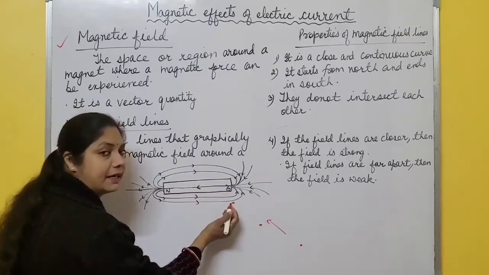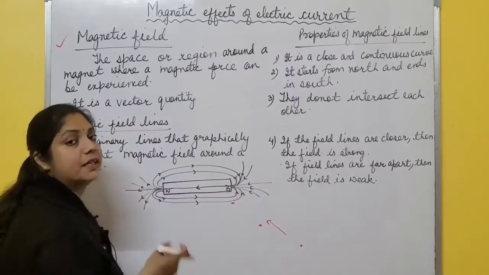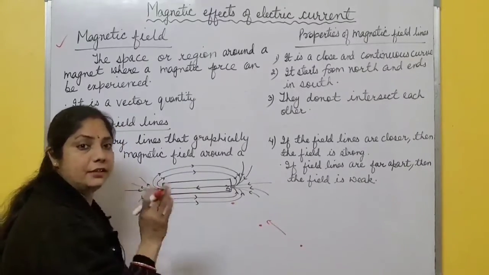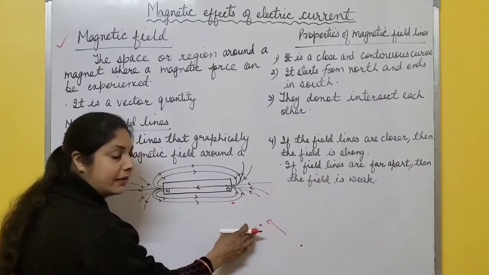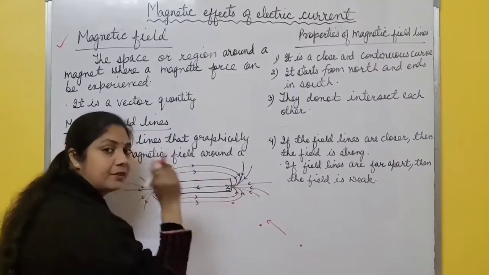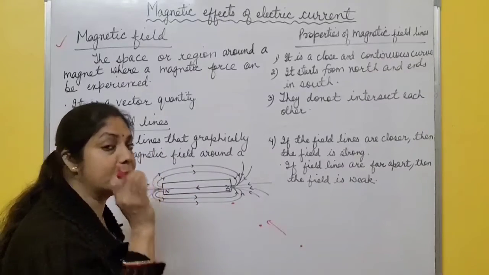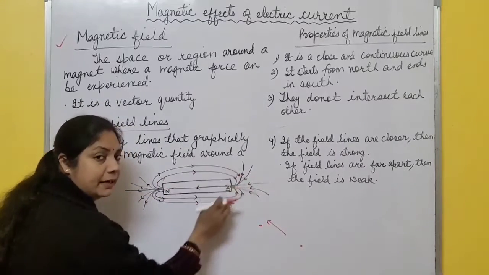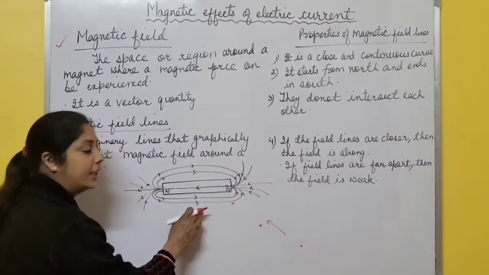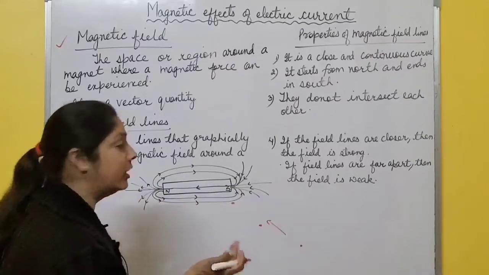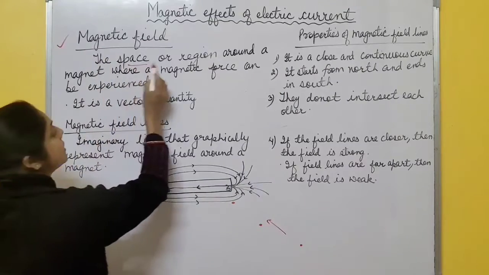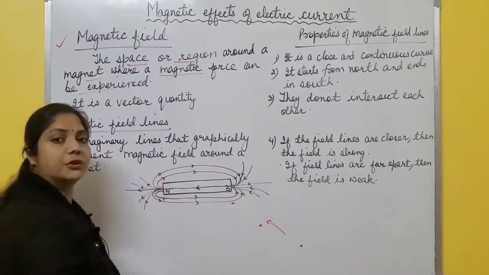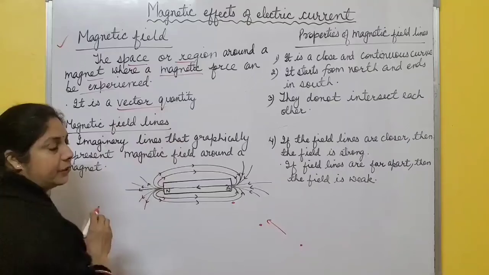Due to this magnetic field, any other substance experiences magnetic force due to this magnet. If there is no magnetic field, it does not experience any force. At this point, there is no magnetic field. At this point, there is no magnetic field. But at this point, near the magnet, there is some region or space around the magnet up to which any other substance experiences magnetic force. And that region or space around the magnet up to which any substance experiences magnetic force is called magnetic field. It is the space or region around a magnet where a magnetic force can be experienced, and it has both magnitude and direction. That's why it is a vector quantity.